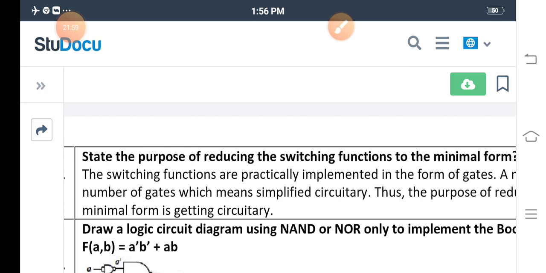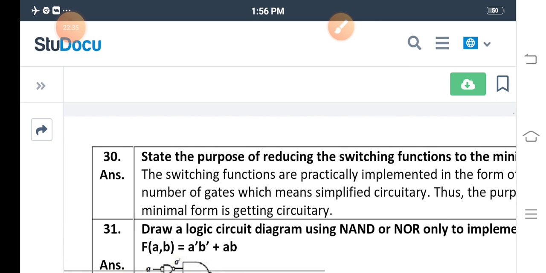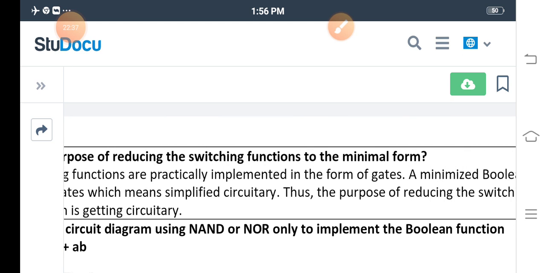Now next is state the purpose. That is also not important, but still, state the purpose of reducing the switching functions to the minimal form. That means we minimize the switching circuits. We always try to minimize or reduce the Boolean expressions. Why? Because I already told you, the more simplified the form is, the fewer gates will be there to design it. So the fewer variables and operations your logical expression has, the easier it will be for you to implement them, and the fewer gates you will need to design the circuit. So here is the answer. The switching functions are practically implemented in the form of gates.